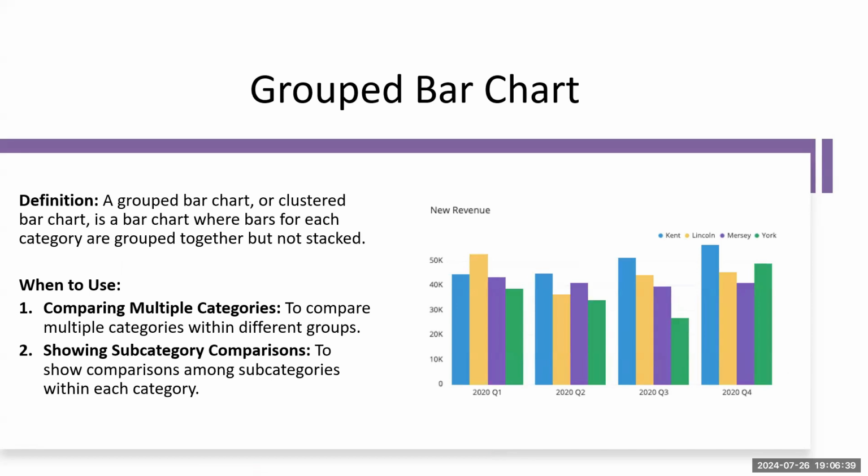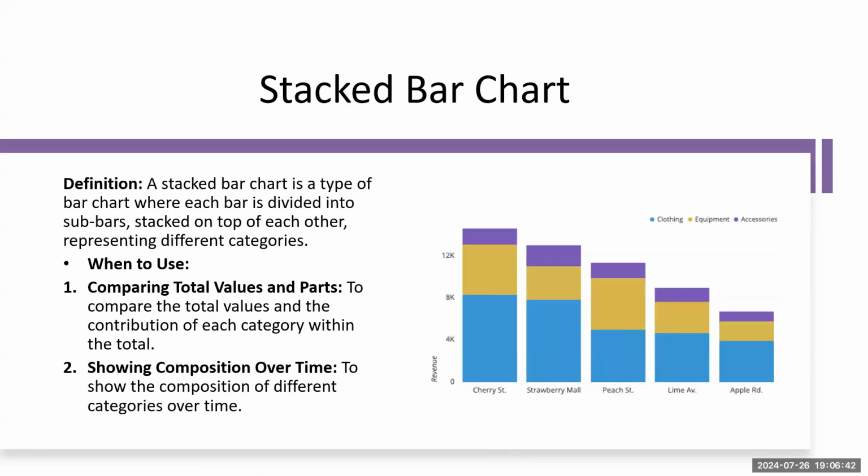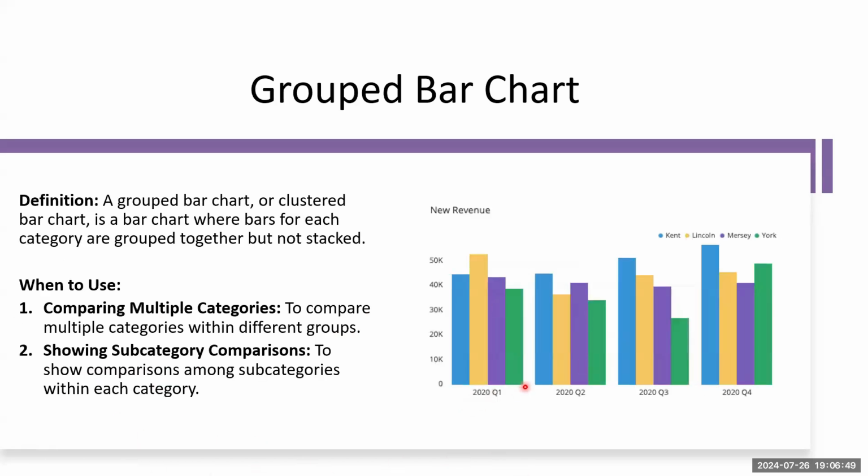Grouped bar chart is the same thing as stacked bar chart, but instead of stacking them on top of each other, we simply put them by their side. We can actually do the same thing with a stacked graph, but let's see some of the unique use cases for this. A grouped bar chart or clustered bar chart is a bar chart where bars for each category are grouped together, but not stacked.